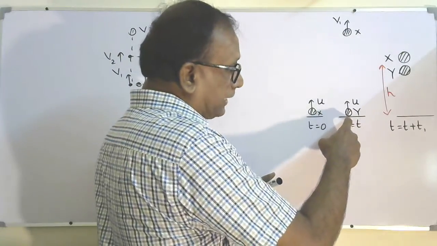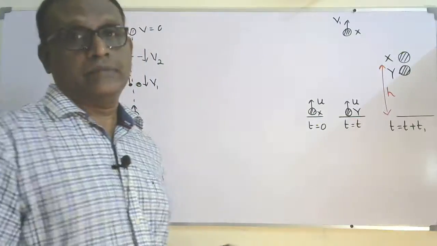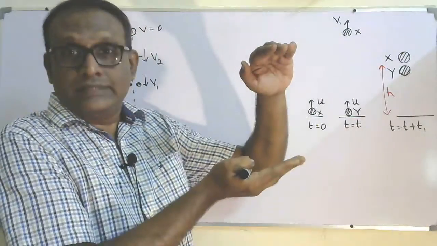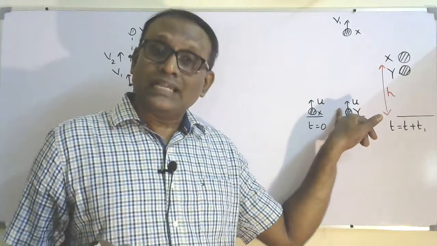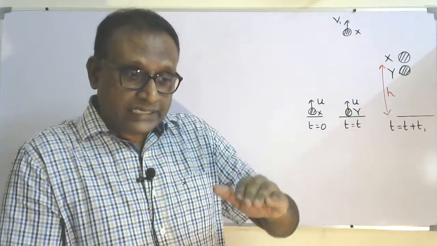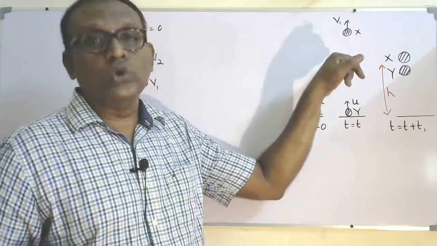Now look at this idea. The ball y is moving up. If it wants to hit ball x, the ball x should come down. When they both are moving up, they never collide because both are decelerating, and this ball is thrown later. So when they are moving vertically upwards, they won't collide. One should come down and the other one should go up.